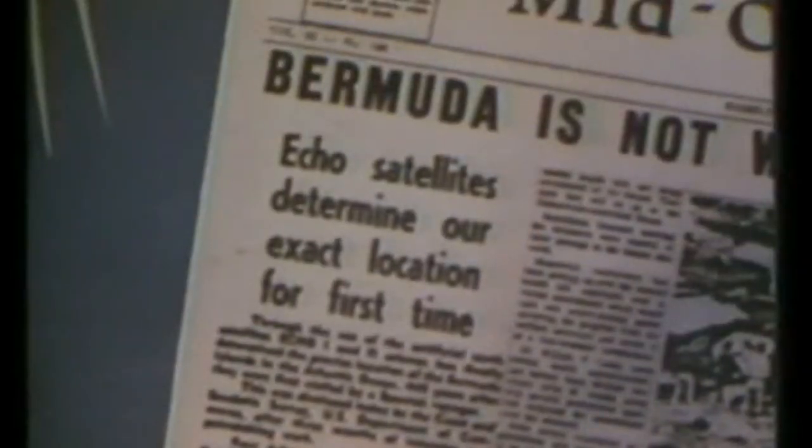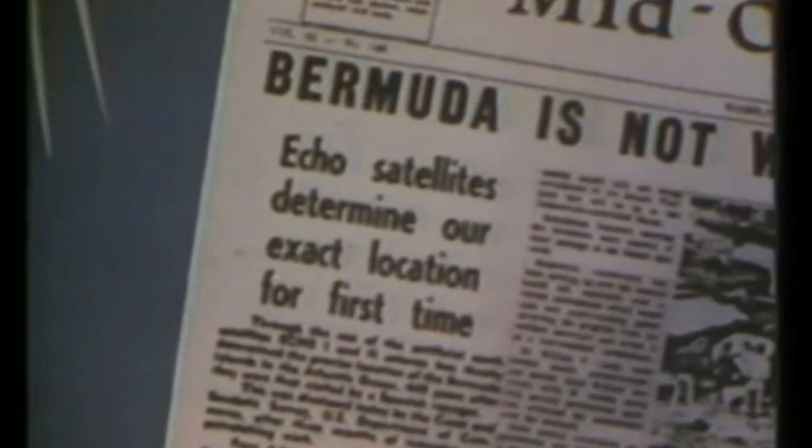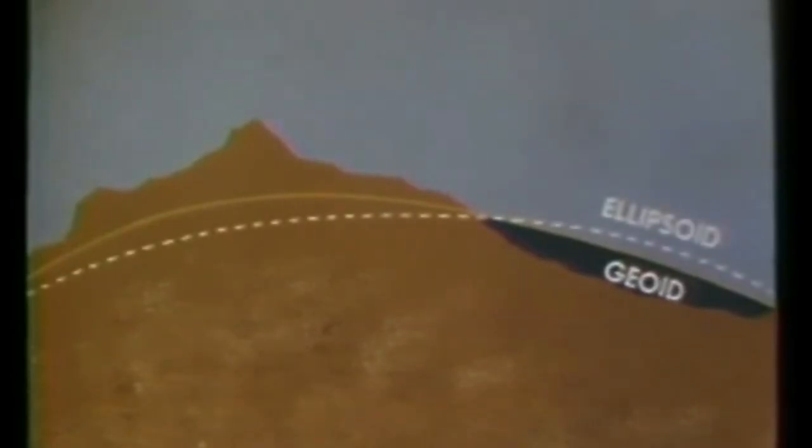A valuable new method has been realized for the location of precise geographic positions, and to the science of geodesy has been added a distinctly more accurate procedure for determining the deviation of the Earth's actual figure, the geoid, from the assumed mathematical figure, the ellipsoid.